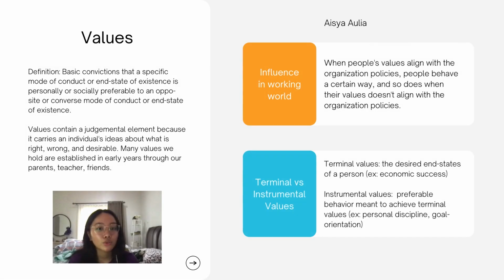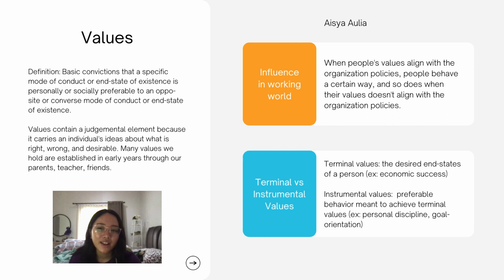Now we move on to values. Values are basic convictions that a specific mode of conduct or end state of existence is personally or socially preferable to an opposite or converse mode of conduct or end state of existence. Values contain a judgmental element because they carry an individual's ideas about what is right, wrong, and desirable. Many values we hold are established in early years through our parents, teachers, and friends.